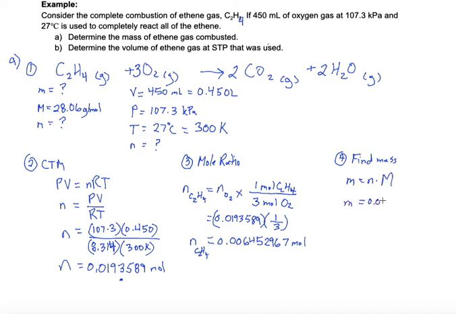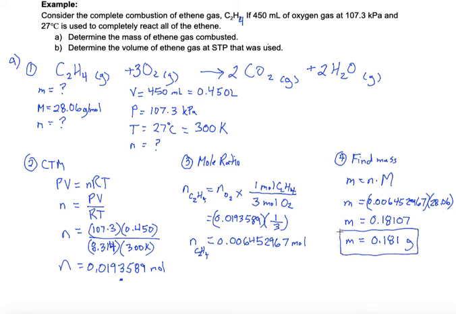So 0.006452967 times 28.06, and our mass then is going to be 0.18107, but we want 3 significant digits, so 0.181 grams. So that's our mass of our gas, and that first part of the problem is done.